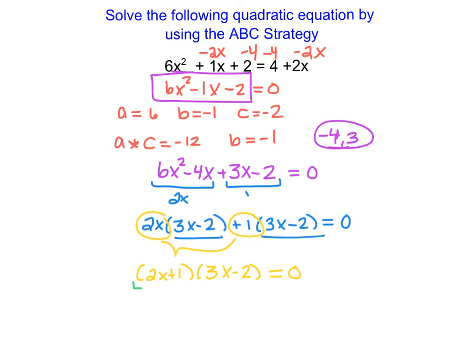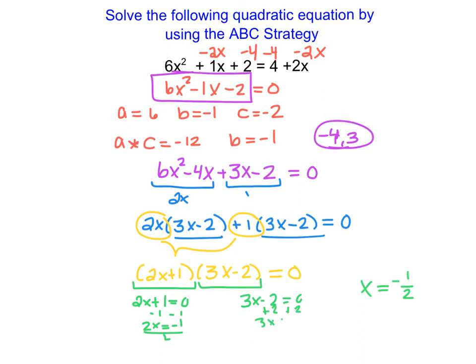Then from here we notice we have something times something equals 0, so that's the zero product property. So I take each part, so 2x plus 1 equals 0 and 3x minus 2 equals 0. So here I subtract 1, divide by 2. So I end up with an x value that is equal to negative 1/2. Then here I add 2, divide by 3. And my other x value is x is equal to 2/3.